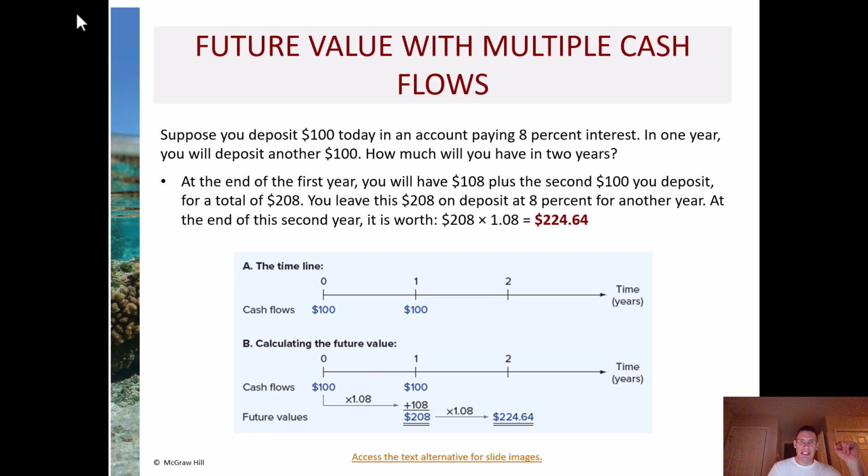You then leave that 208 on deposit at 8% for, in essence, the second and final year. So at the end of the second year, it's worth 208 times 1.08. That's that compounding kicking in. So we have 224.64. So you can see this expressed graphically here, right? Cash flow today, 100, cash flow another 100 a year from now. And then down here, you can see where we're multiplying it by the 1.08. So as you can see, if we do it in the timeline, we get the 224.64.